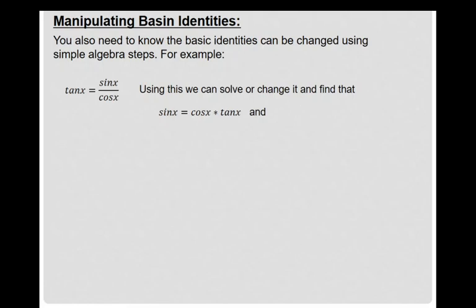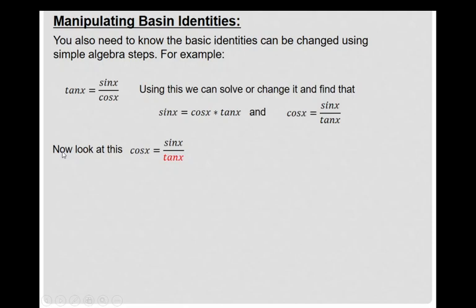Now, we need to be able to manipulate these basic identities. So, for instance, we know that tangent is sine over cosine. Now we can solve it and find that sine equals cosine times tangent. If we multiply both sides by cosine, we get sine by itself. And we could also manipulate it to get cosine by itself and find that cosine is sine over tangent. So I'm just using a little algebra to rearrange my identity to find new identities. So now if I see cosine times tangent, I know that that's just sine.